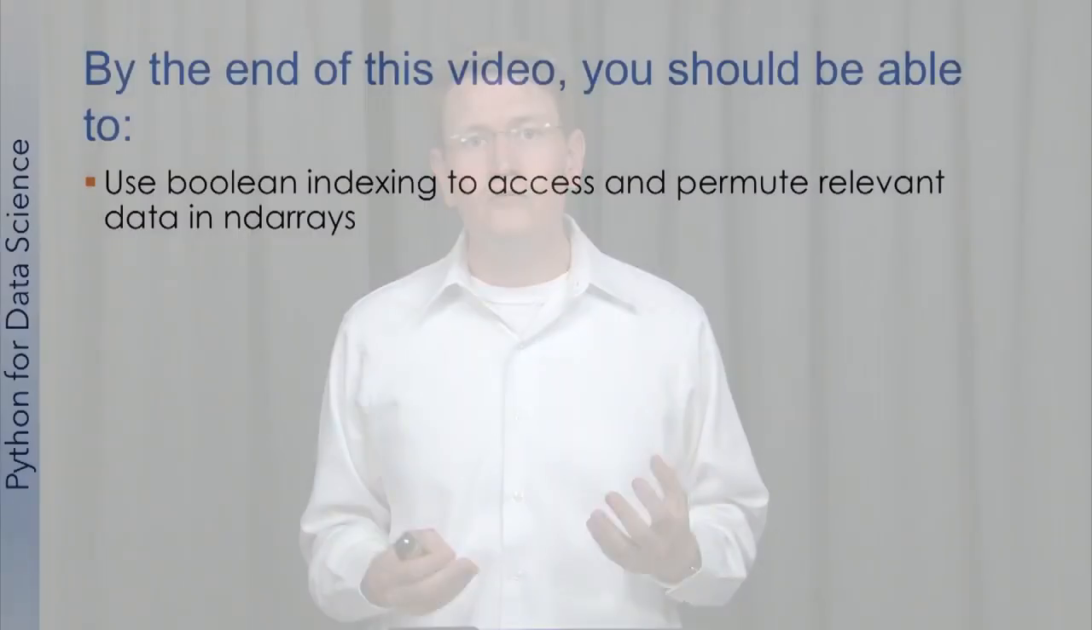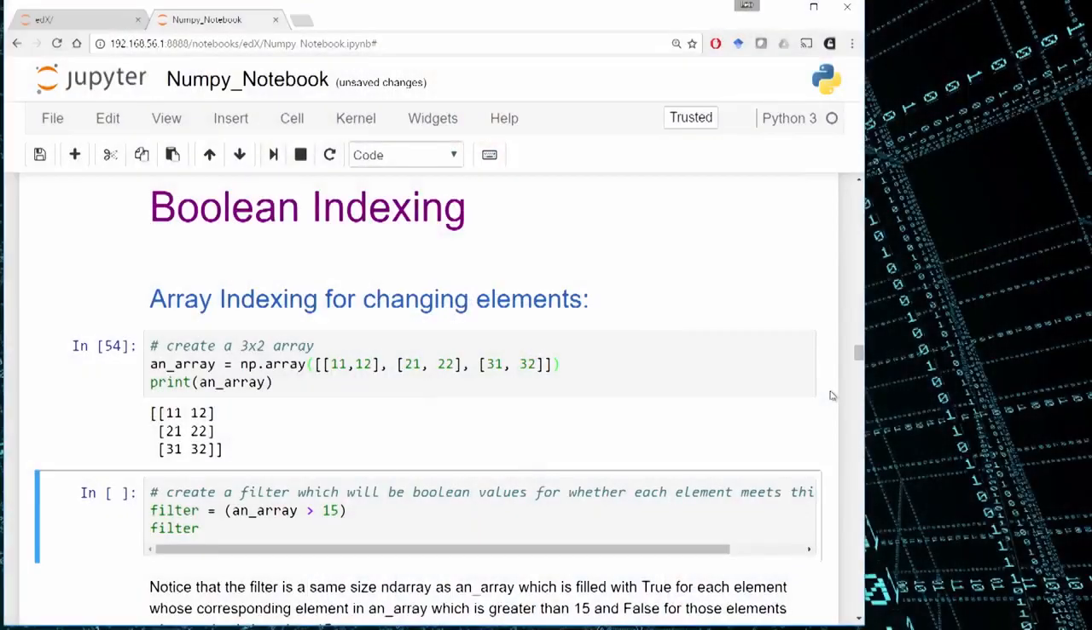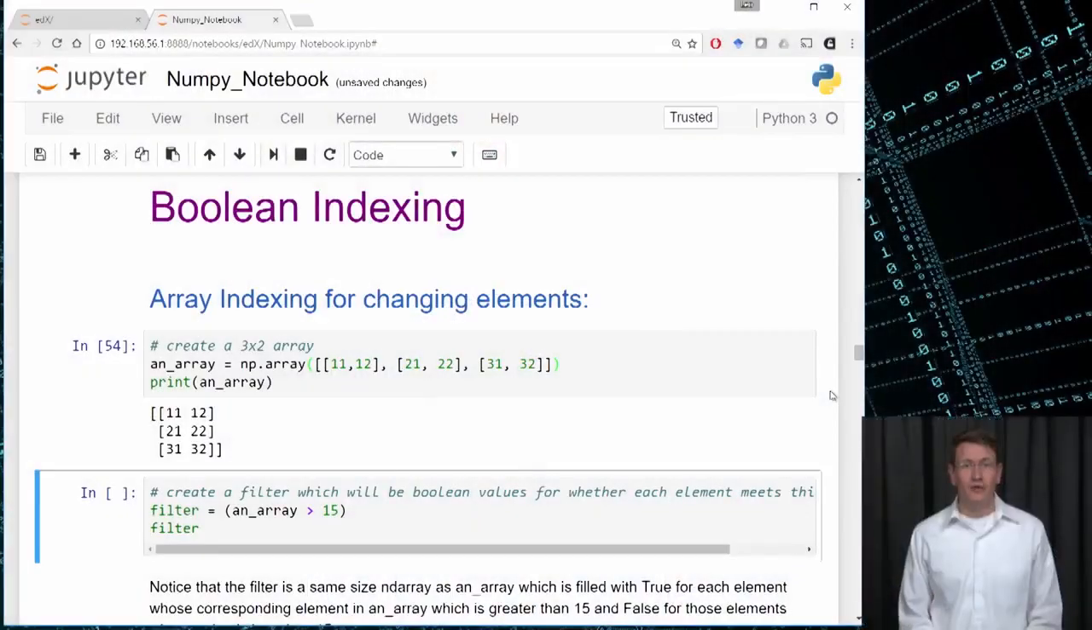By the end of this video, you should be able to use conditional indexing to access and permute relevant data in ndarrays. To get started, let's create another basic sample array with 3 rows and 2 columns. What we'll do next is use conditionals combined with ndarrays to get back Boolean arrays. Here I'm asking for a filter which will be true for every element greater than 15 and false for every element less than 15.